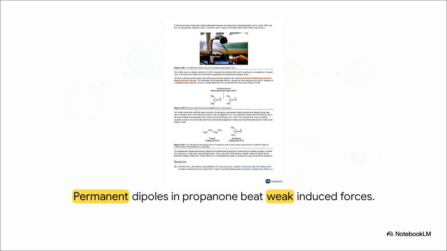Why? Well, propanone contains an oxygen atom which creates a highly polar carbon-oxygen bond. It has a permanent delta positive and delta negative end. Because of this, it acts like a sticky magnet to its neighbors, forming permanent dipole forces. These strong permanent connections easily beat out the weak temporary forces of butane, giving it that much higher boiling point.